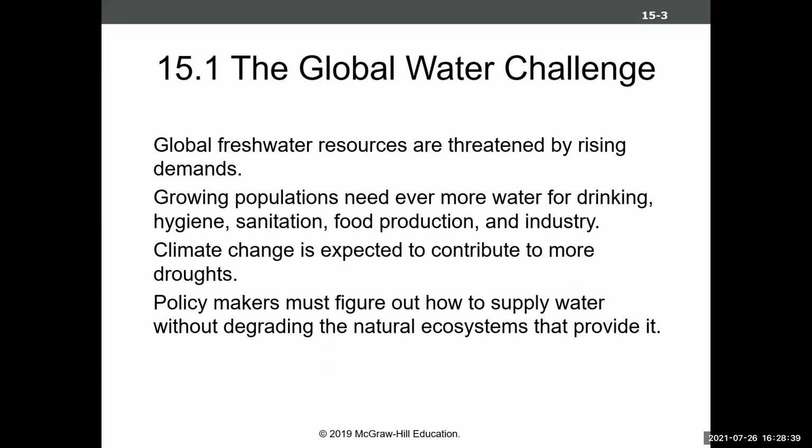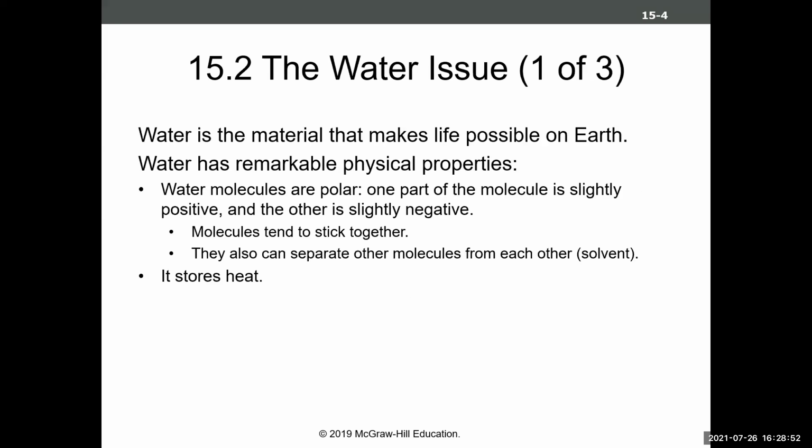Policymakers therefore have to figure out how to supply water to the populations without degrading the water or the natural systems that provide the water. And as we know, water is very important. All living things are made up of water. Our bodies are a majority of water, and water is what makes life possible.